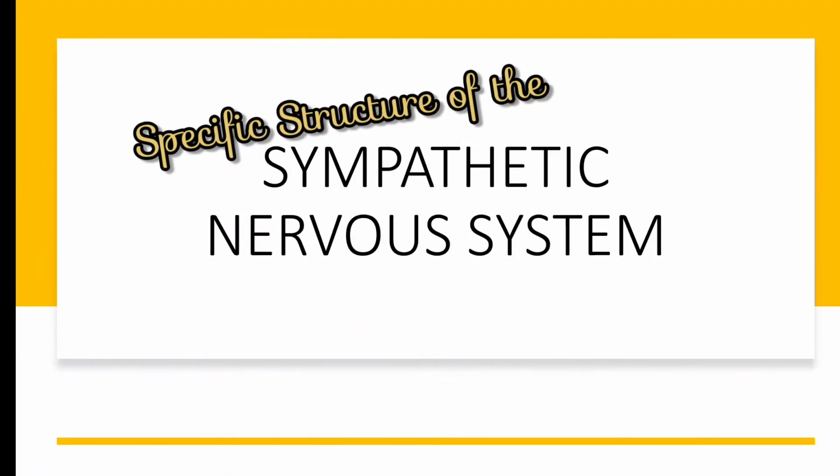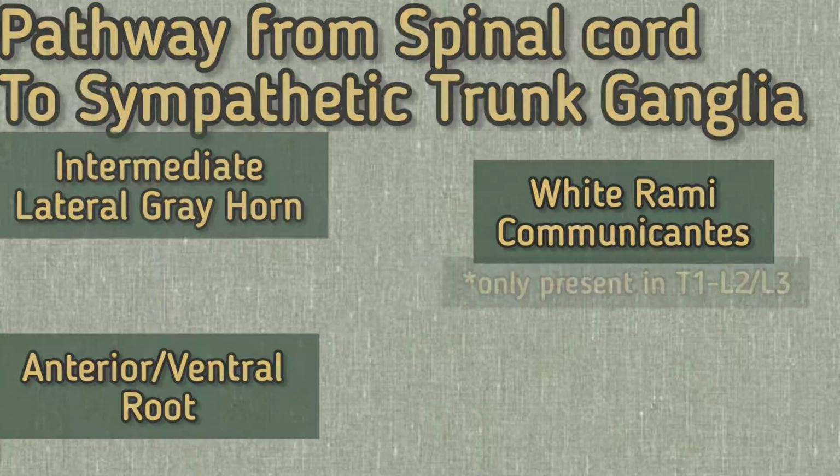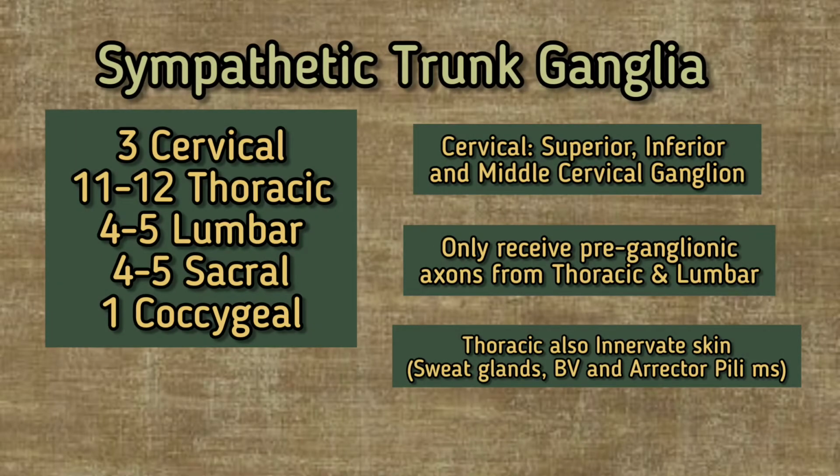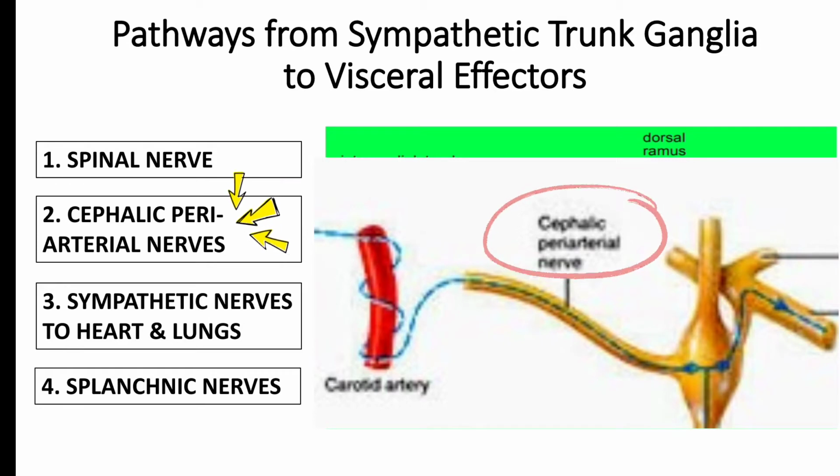Now for the specific structure of the sympathetic nervous system. For the sympathetic nervous system, they pass through the intermediate lateral gray horn, through the anterior root, and through the white rami communicantes. For the sympathetic ganglia, although they start from the cervical and end with the sacral, they only receive innervation from the thoracic and lumbar segments. For their postganglionic neuron, they can exit with the spinal nerve via the white rami communicans and the gray rami communicans. Aside from that, they can exit via the cephalic periarterial nerves. So these are nerves that wrap around arteries.